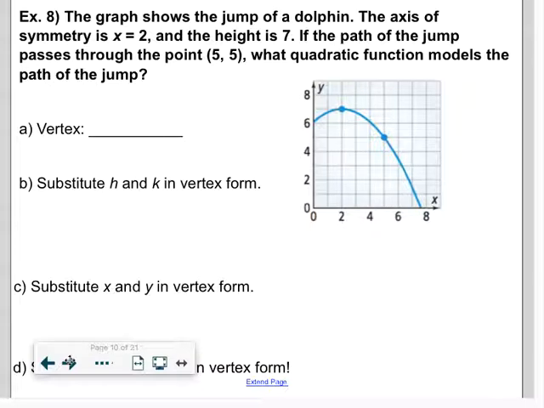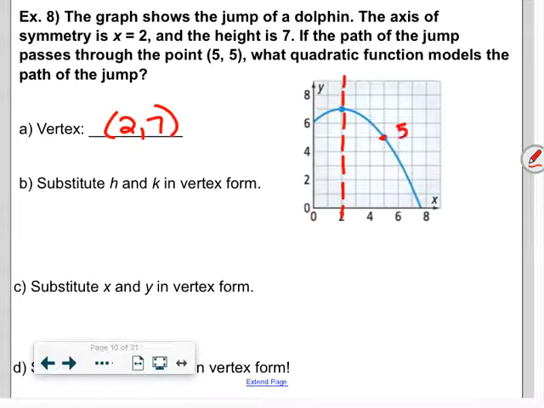All right, example 8. The graph shows the jump of a dolphin. The axis of symmetry is x equals 2. Uh-oh, what do you know if x equals 2 is the axis of symmetry? That tells us something about the vertex, okay? Let's say that one more time. If you know where the axis of symmetry is, that's going through the vertex. So what is the vertex? 2, 7.